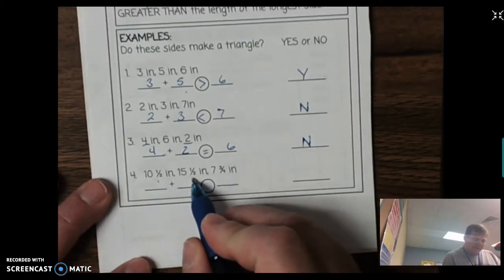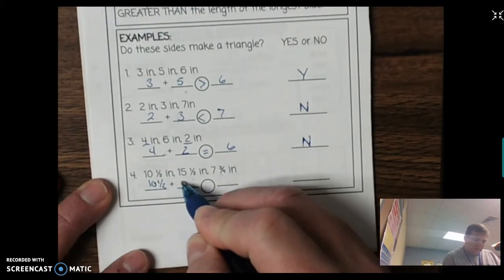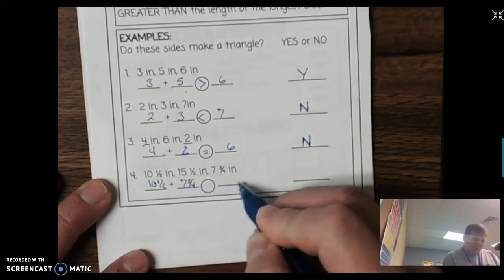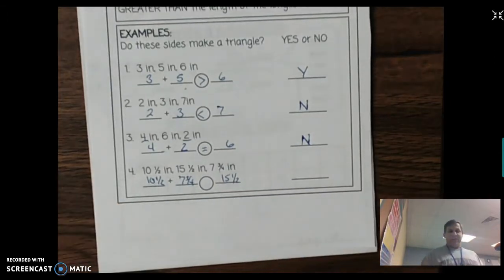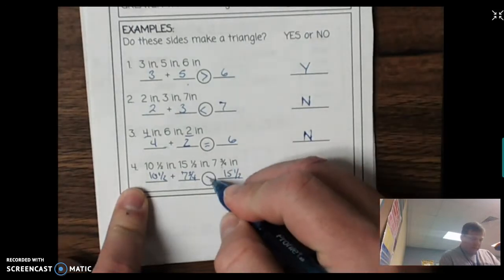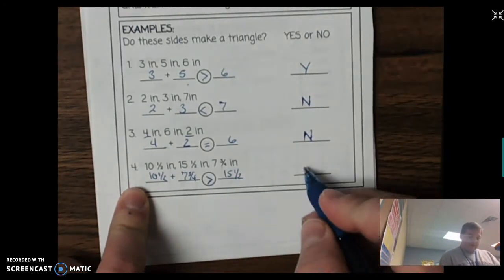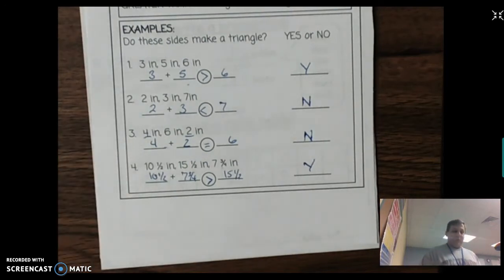10 and a half, 15 and a half, and 7 and 3/4. So 10 and a half and 7 and 3/4 are my short ones. 15 and 1/2 is my long one. I really don't even need to deal with the fractions because 10 plus 7 is already greater than 15 and a half. So yes, this would make a triangle. I hope that helped. It was really quick.